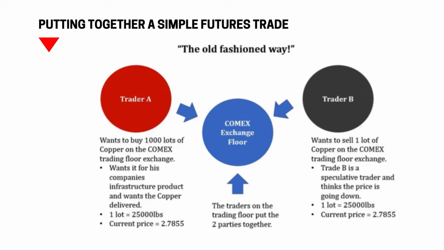Now if it has gone down, he's made money and he's happy, and the details of the delivery will be in the details of the contract published by the exchange. Now do note that trader B is not obliged to deliver the metal. He's just the other side of the contract. He can close out any time and someone else will take his place. It's that job of the exchange to keep that whole process in balance.